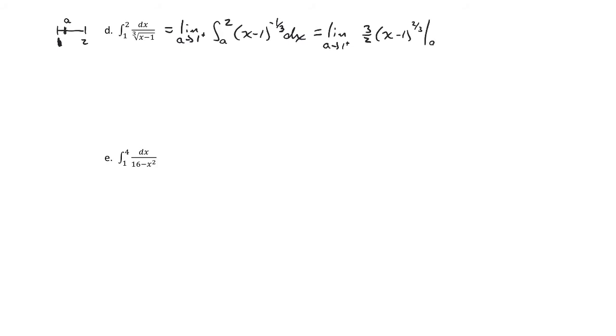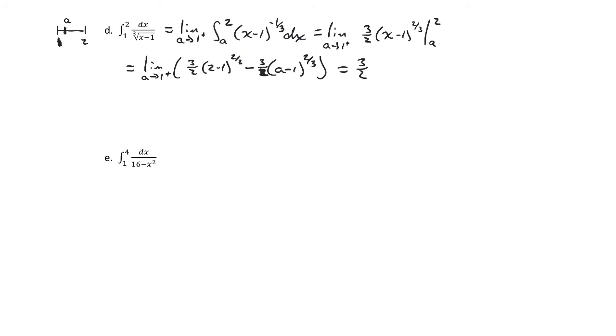We want to evaluate this from a up to 2. So let's put 2 in for this. If we put in 2, we'll get the limit as a approaches 1 from the right. We'll have 3/2 of 2 minus 1 to the 2/3. And then when I put in a, it's simply 3/2 of a minus 1 to the 2/3 power. If we let a approach 1, that first term, well, there is no a in it, so it's just going to be 3/2 times 1 to the 2/3, or just 3/2.